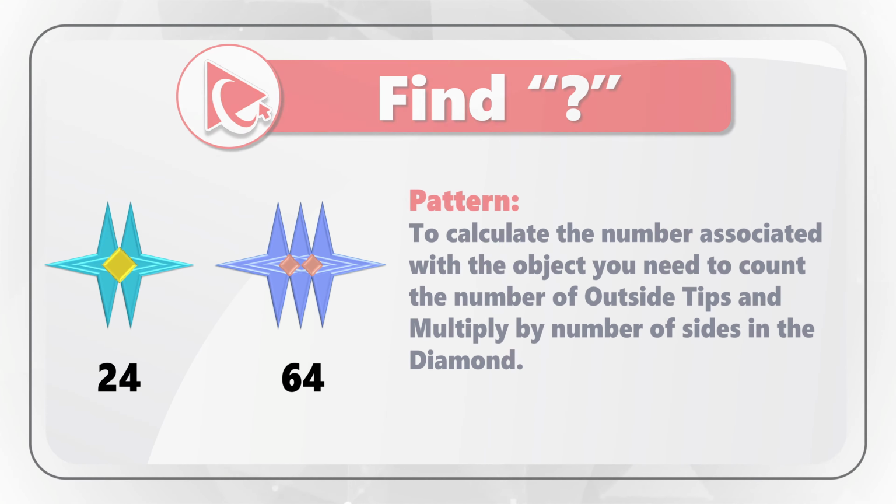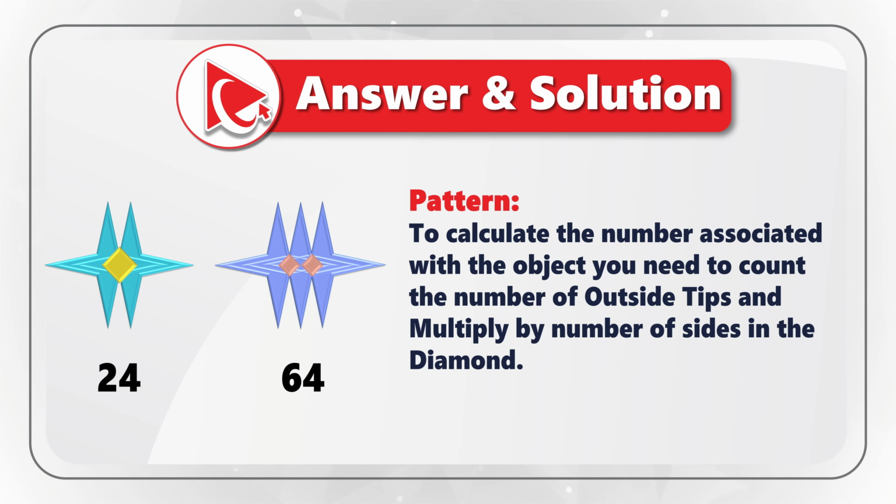As you might have guessed, the number is calculated based on the number of tips of the stars and number of sides of the diamonds available in each object. Let's look at the example. The first set of blue stars has 6 tips. Let's count them. 1, 2, 3, 4, 5, and 6.